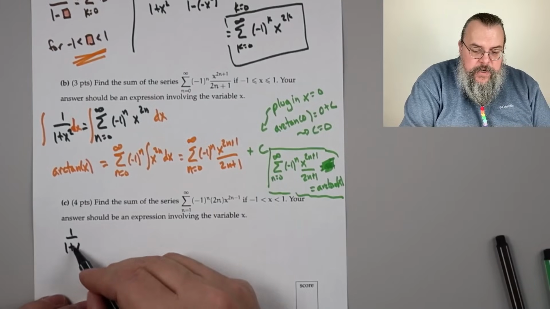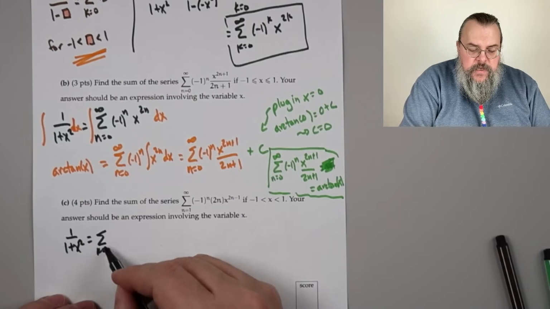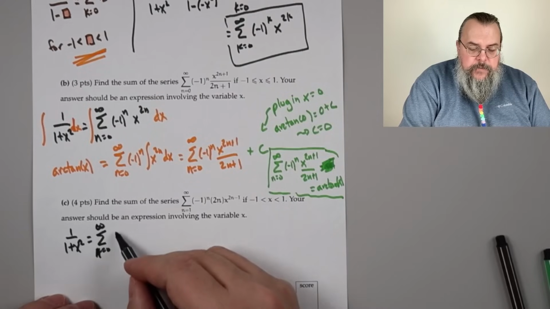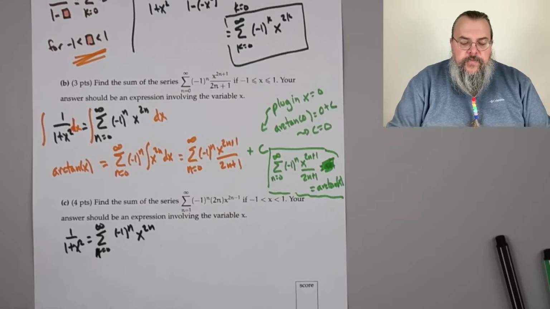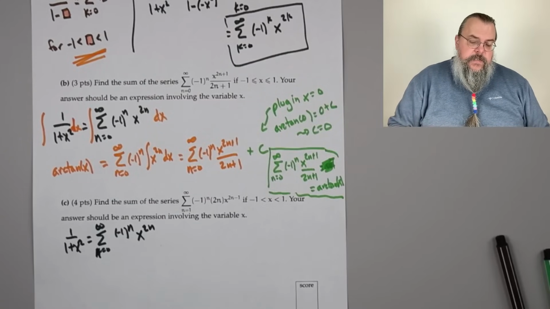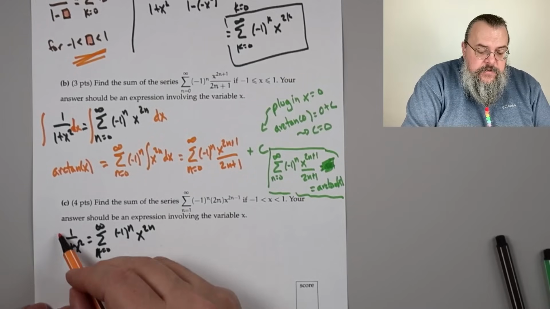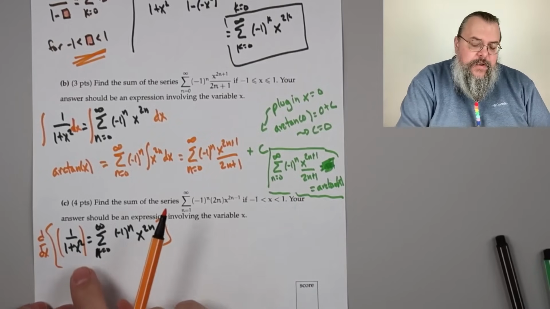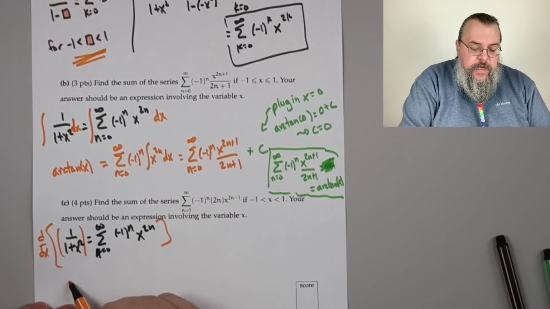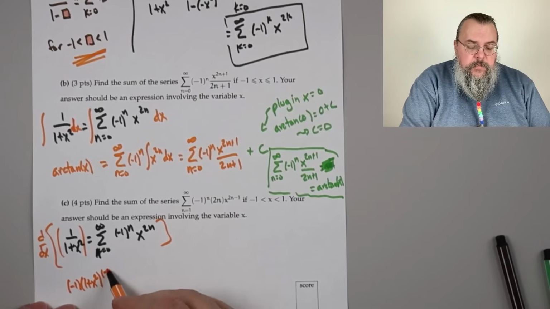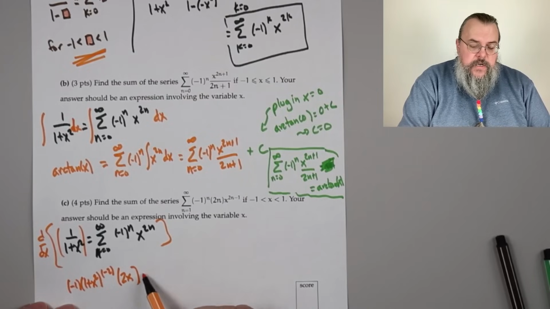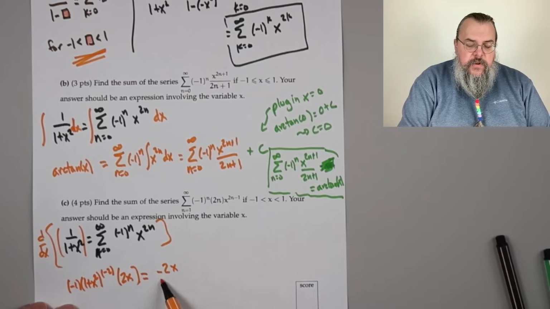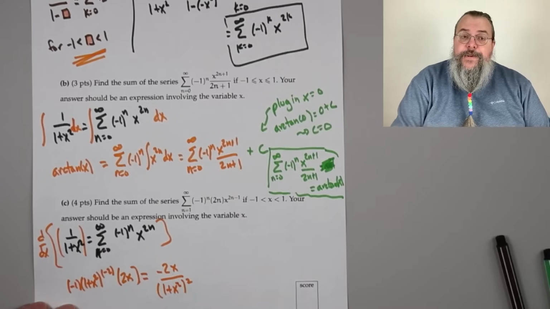So we have 1 over 1 plus x squared equals the sum, n equals 0 to infinity, minus 1 to the n, x to the 2n. Take the derivative of both sides. Well, we take the derivative here. This one we have to think a little bit about. This is like 1 plus x squared to the minus 1 power. So this becomes minus 1 plus x squared to the minus 2 times the derivative of the inside, which is 2x. That becomes minus 2x over 1 plus x squared squared. Okay, so that's the derivative of 1 over 1 plus x squared.